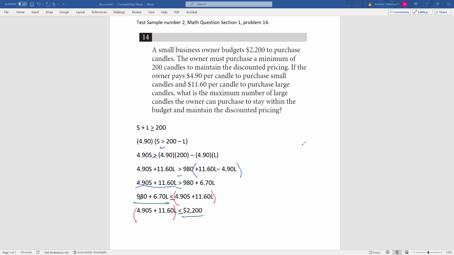So what does this mean? It means that now I can simply deduct and clearly say that 980, which is the smallest amount of all, plus 6.70 large candles has to be less than or equal to the biggest amount, which is the 2200.